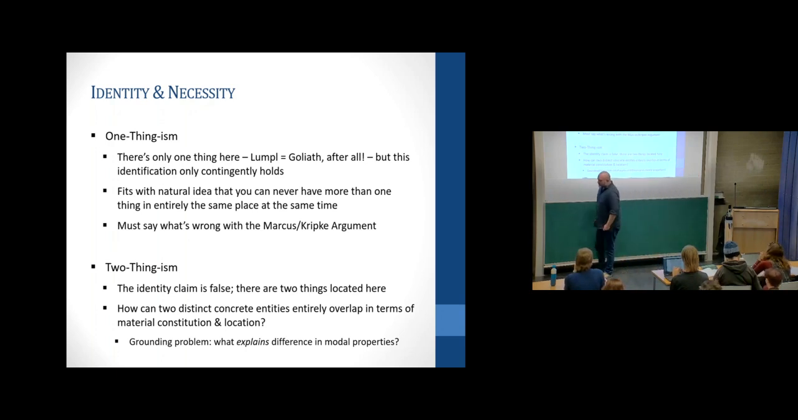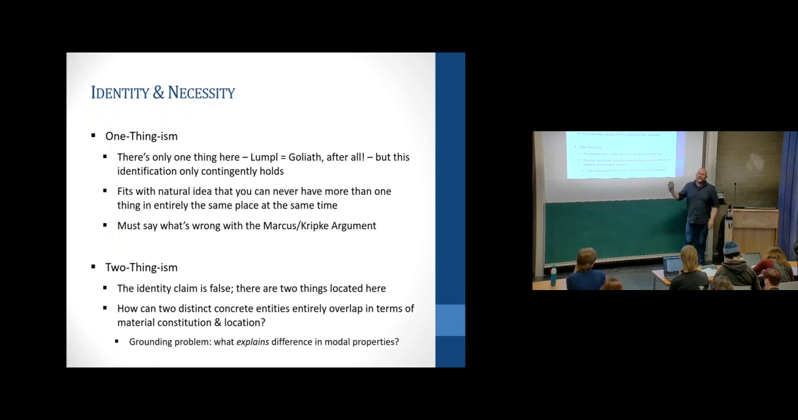If you buy the necessity of identity, then you've got to buy something like two-thingism. If you accept the contingency of identity, then you can say, okay, we had two things and then they became one thing, and one of the things dropped away, but we still have the lump. It's very hard to even articulate the view in some ways, but it fits really nicely with this idea that we always only have one object at one time.